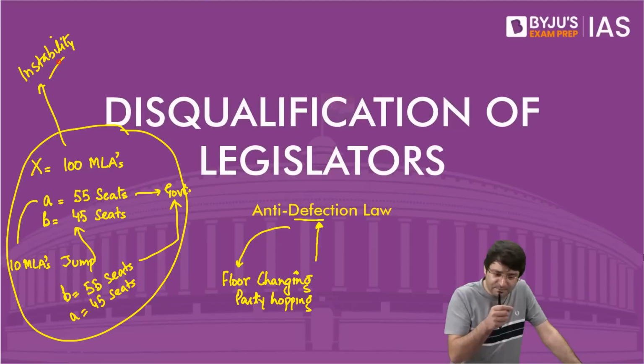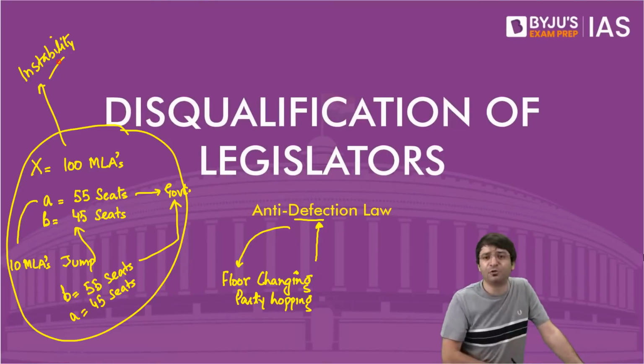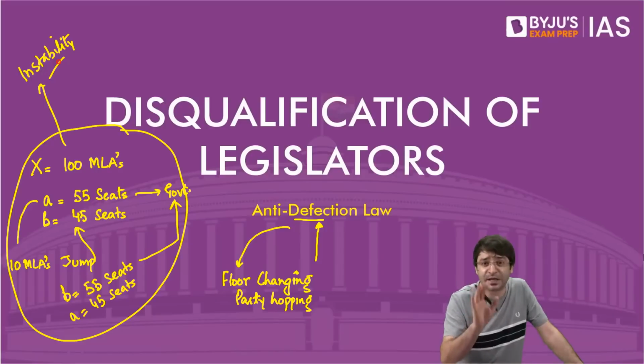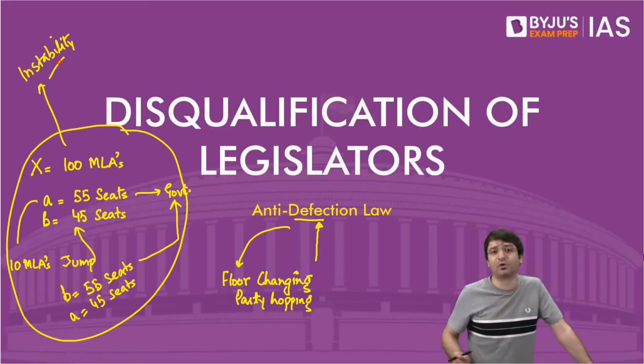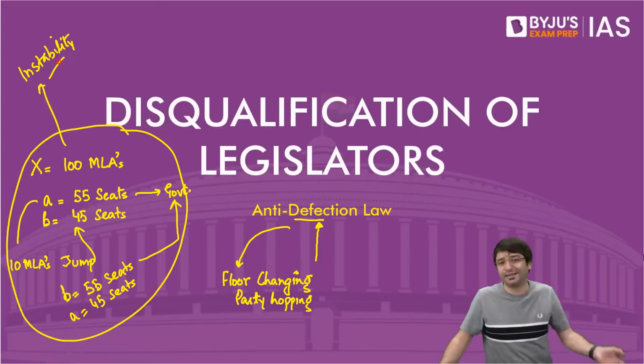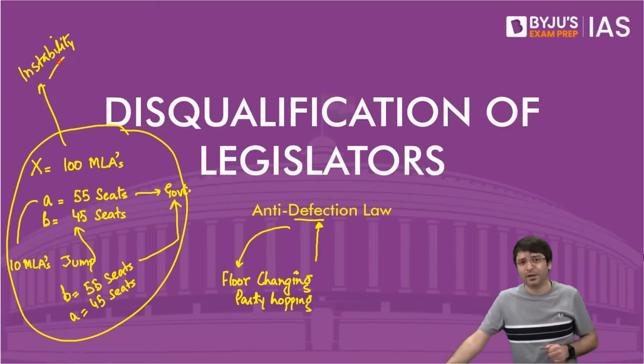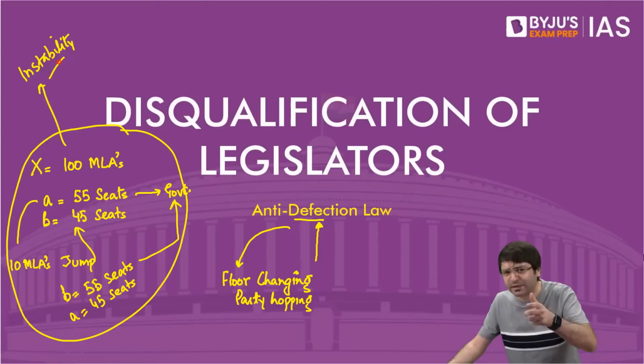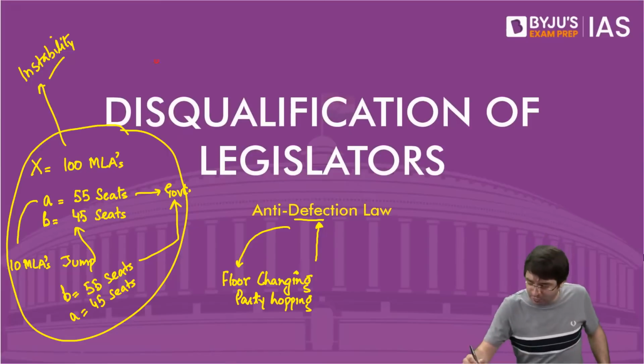And this party hopping, crossing the floor, instability, led to the fall of more than 50 state governments since the commencement of the Constitution in 1950. And this had to stop. Not only because it leads to instability of the government, but it also violates voters' preference.